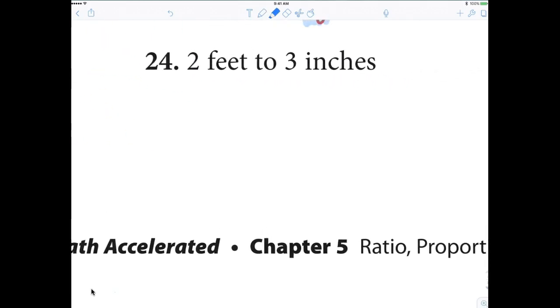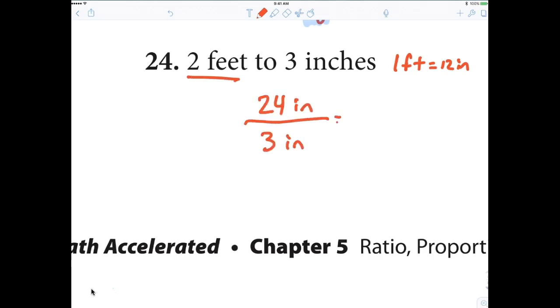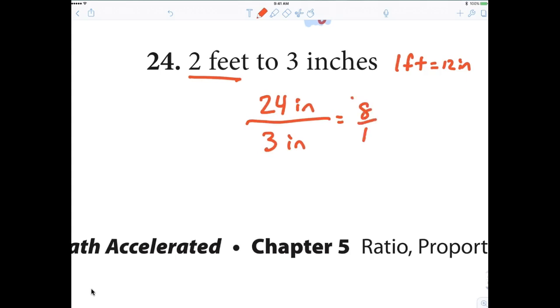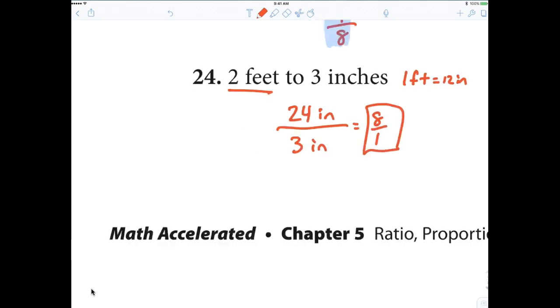All right. Now, again, 1 foot is equal to 12 inches. So if you have 2 feet, you have 24 inches is to 3 inches. If we divide that out, 8 to 1. Okay, guys.